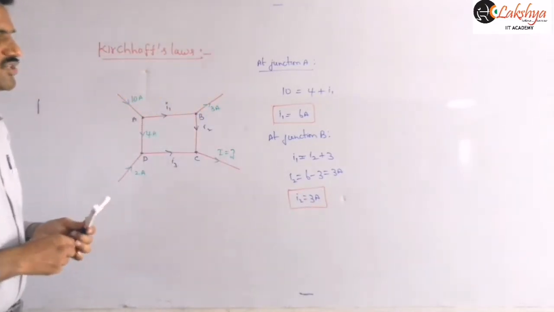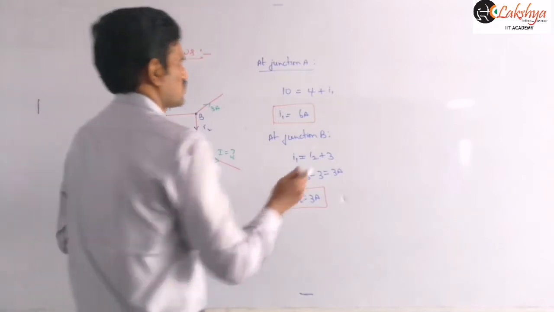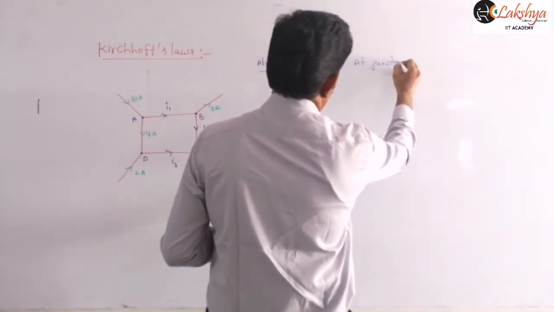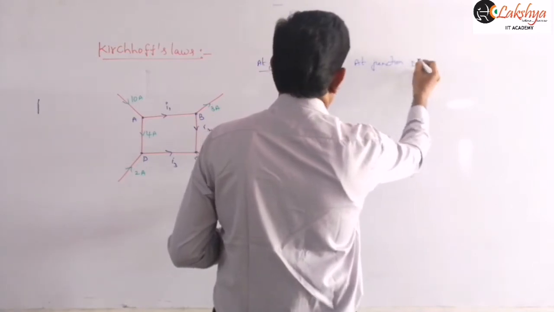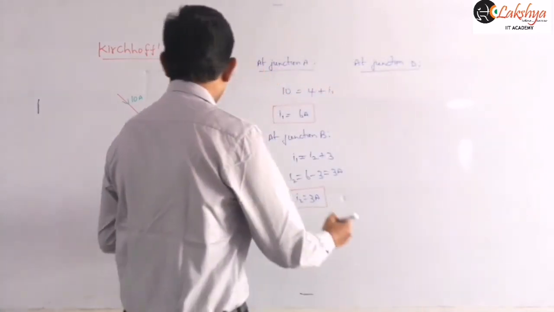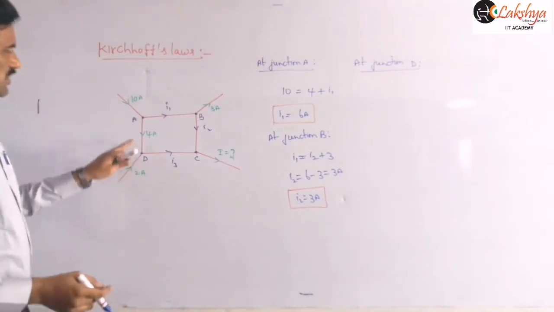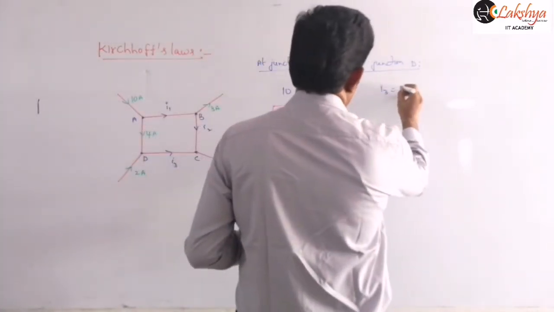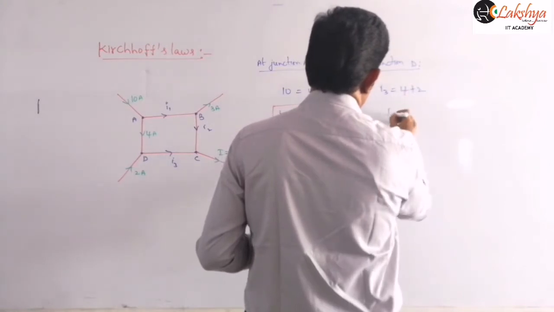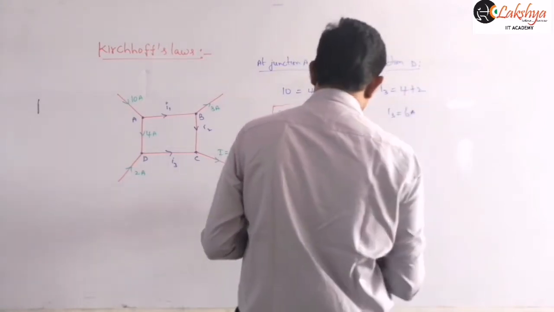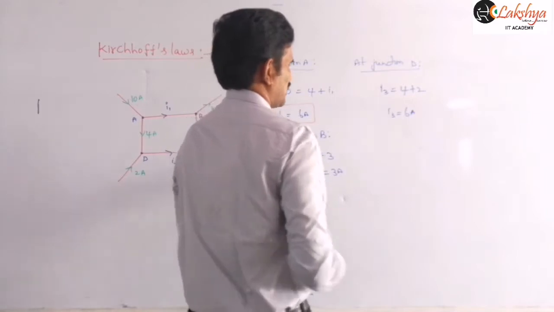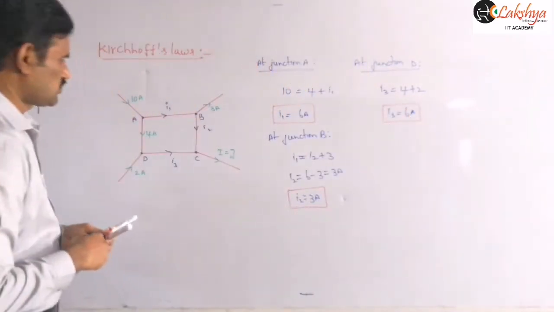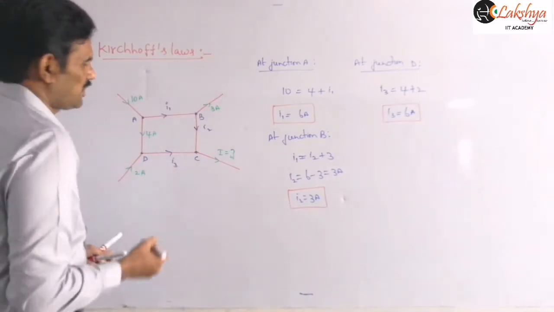Next, similarly, we can apply this at junction D, and then finally at junction C. At junction D, the currents flowing into the junction are 2 and 4, so I3 is 4 plus 2, therefore I3 is 6 amperes. That is the current flowing in the path between D and C. And finally, you can apply at junction C.